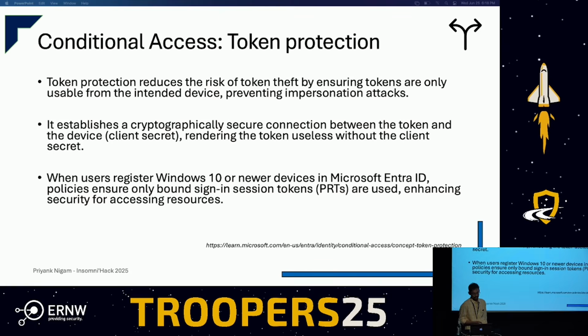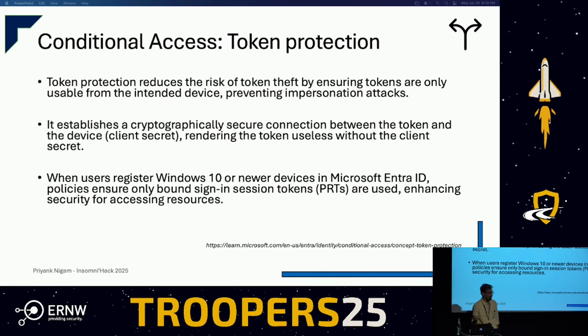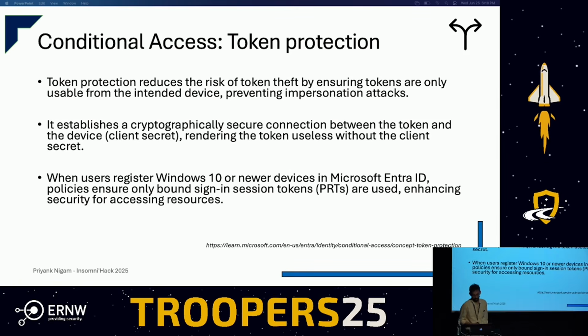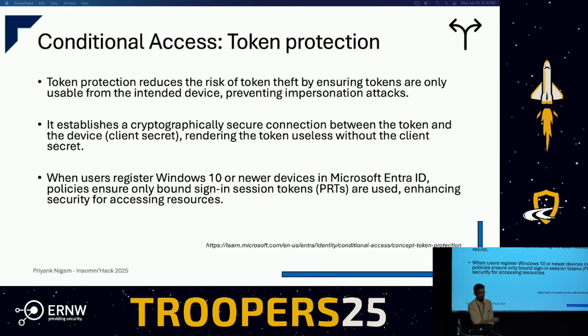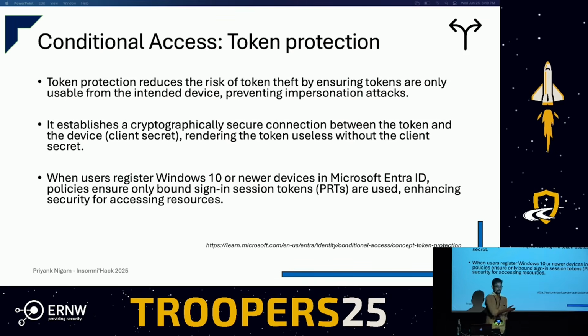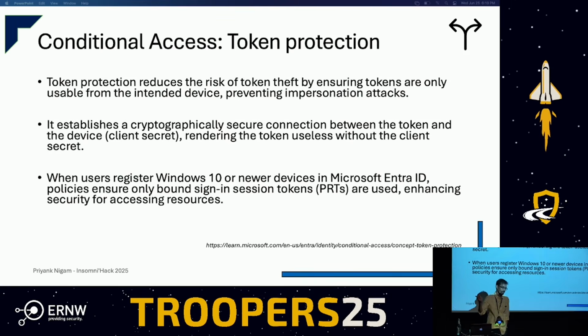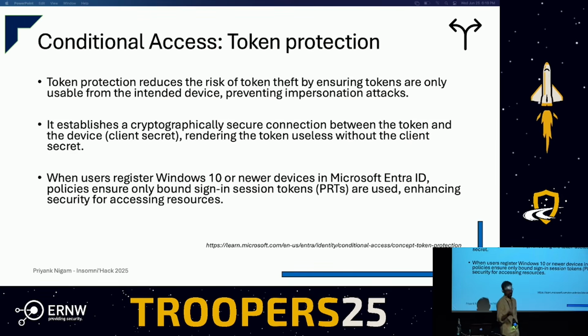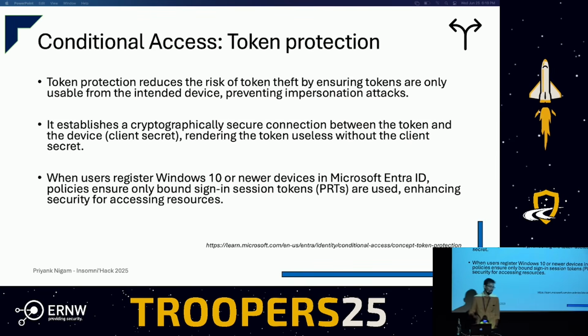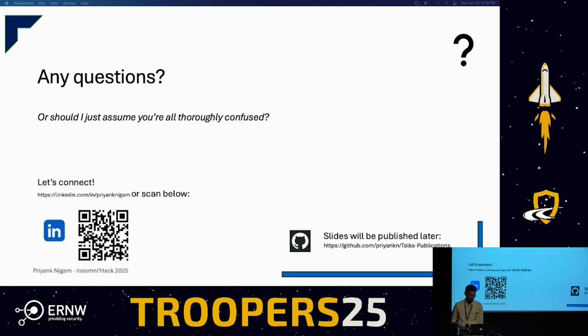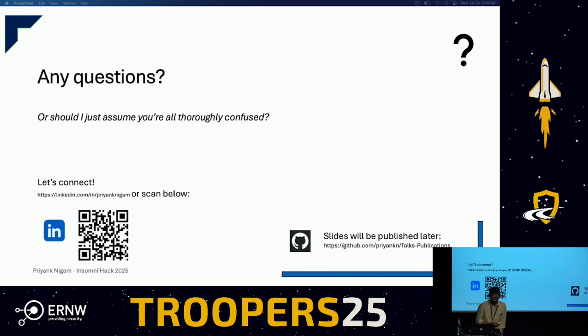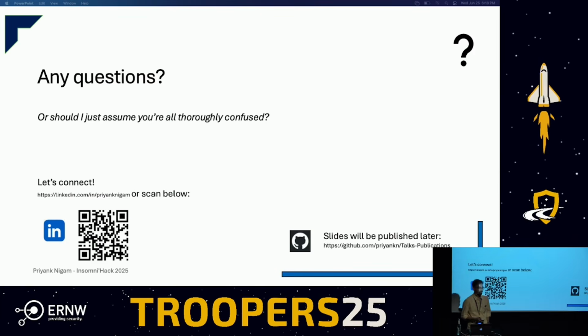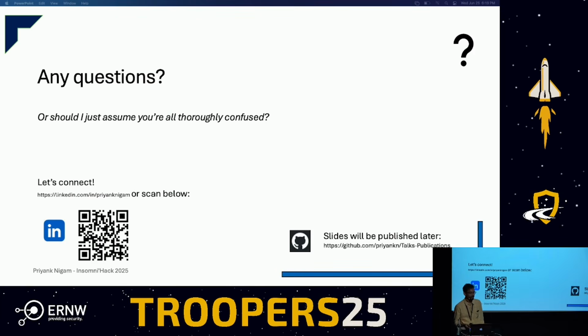And then, for Windows 10 and newer devices, which I'm pretty sure all enterprise devices usually are, they have policies to ensure that only bound sessions using the PRTs are able to authenticate to Entra ID. So token binding is very important because, as I said, once you lift it off, you're off to the races, right? It could be valid for 1 hour, and then if you have refresh tokens, potentially more. All right, so yeah, that's pretty much it. Thank you so much. I went very fast.